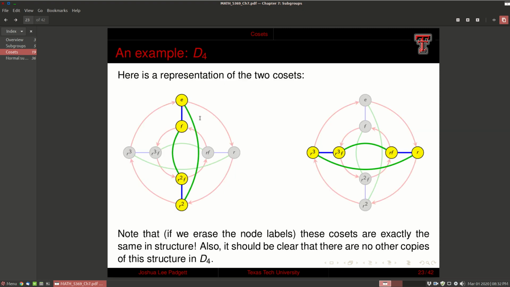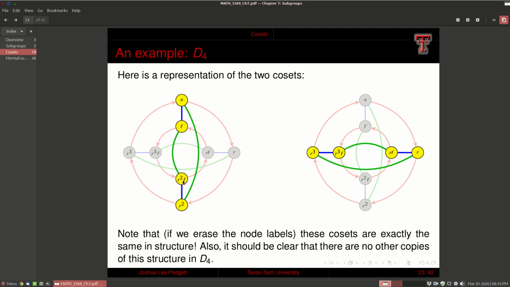So what can I do? Start at E and perform a rotation, which means what? Follow a red arrow. And that gives me R, which over on the right is highlighted. Start at F, perform a single rotation, which is a red arrow, and I get R cubed F, which is in fact highlighted on the right diagram.